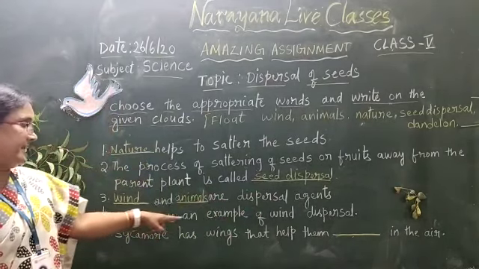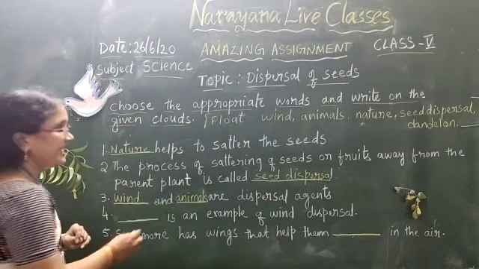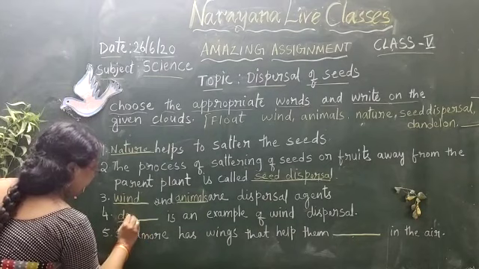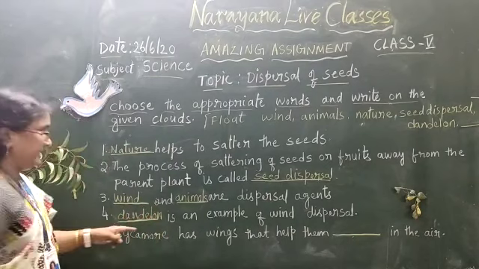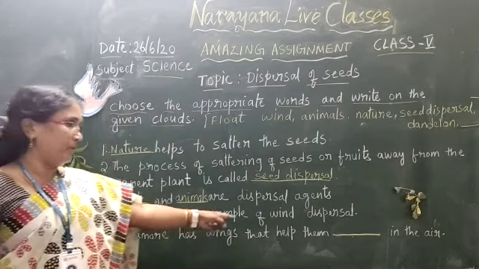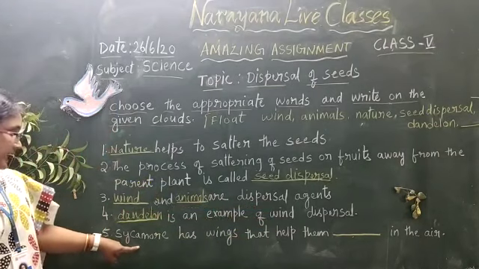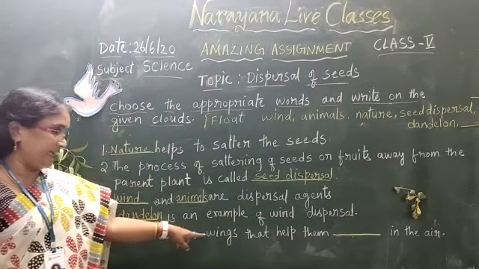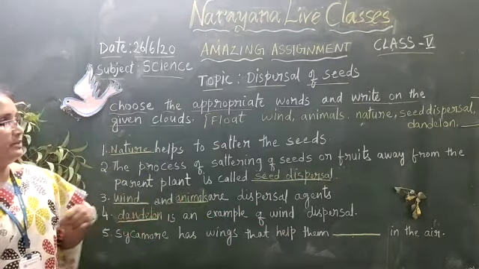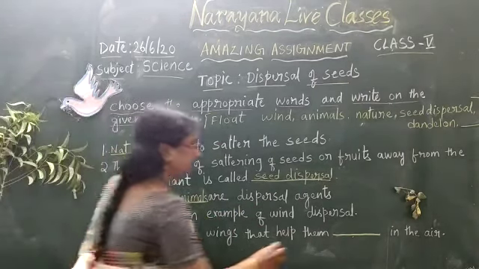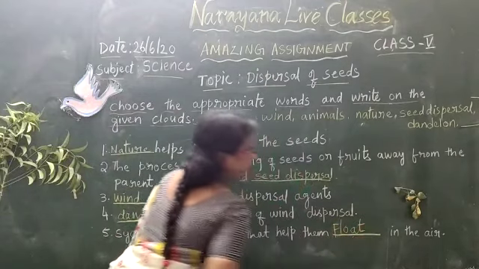Now, dash is an example of wind dispersal. What is that? Dandelion. Dandelion, D-A-N-D-E-L-I-O-N. Dandelion is an example of wind dispersal. Sycamore has wings that help them dash in the air. What is that? Float in the air. Float, F-L-O-A-T, float in the air.